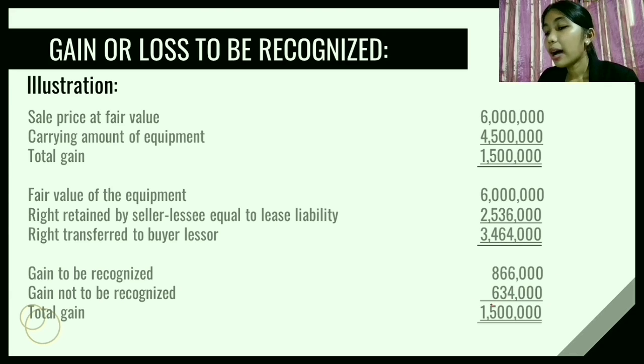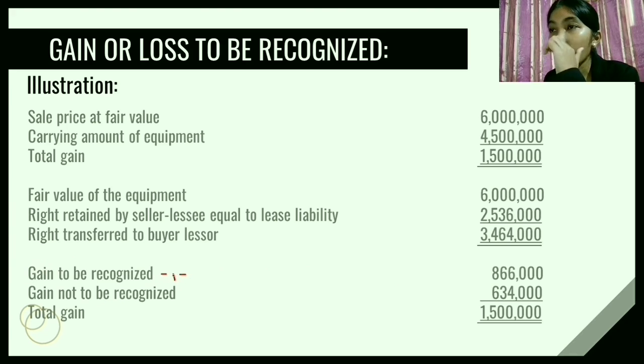So, di ba kapag operating lease model yung ginamit natin sa transaction, yung gain is recognized in full. Pero kapag naman po, finance lease model yung ginamit natin, yung gain on right transferred po here is, ito lang po siya. Ito lang pong gain to be recognized. Ito lang po yung i-recognize po natin sa finance lease model.